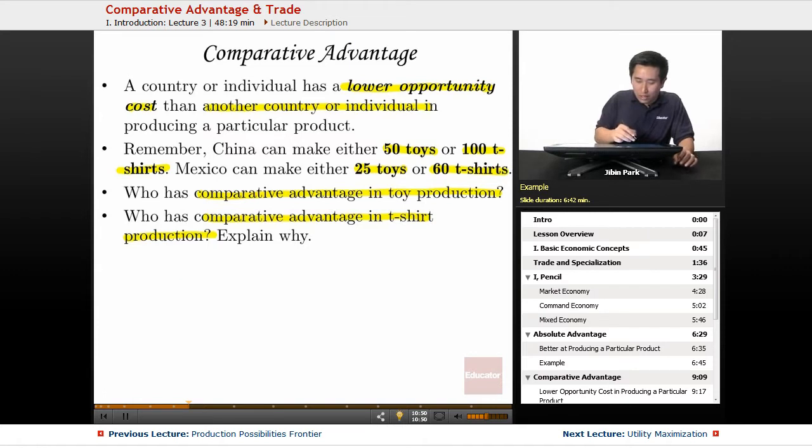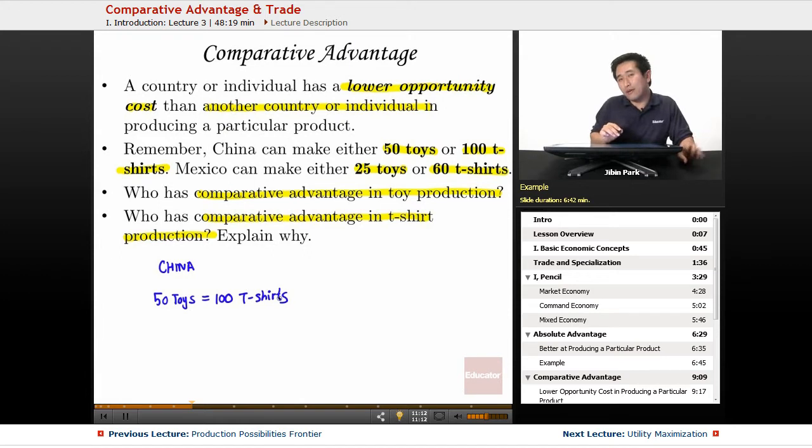So let's go ahead and work out this problem here. Let's look at China first here. So China can either make 50 toys or 100 t-shirts. So we go ahead and set that equal to each other because they're interchangeable here. So 50 toys will equal 100 t-shirts.